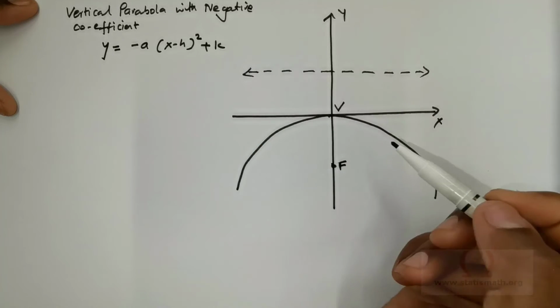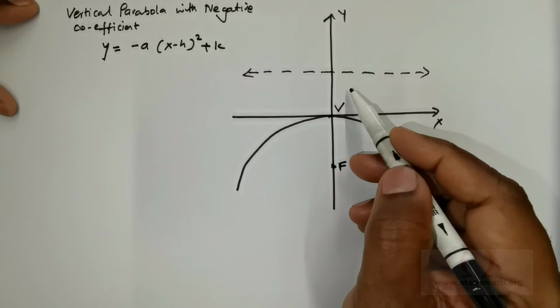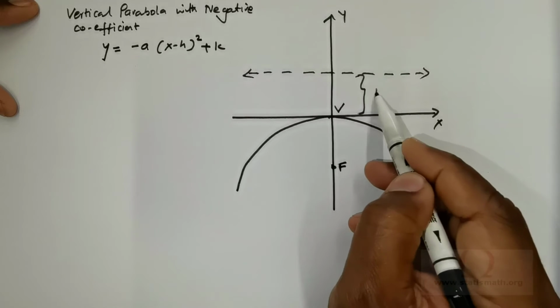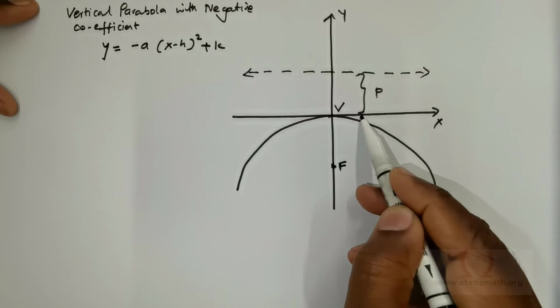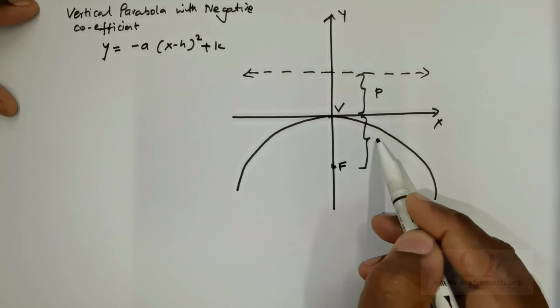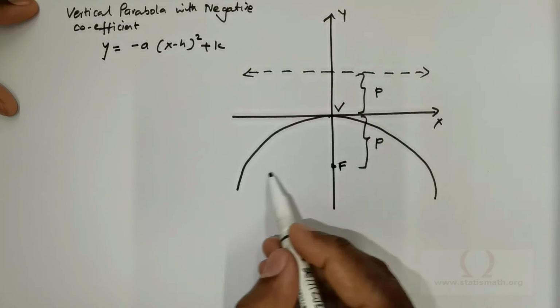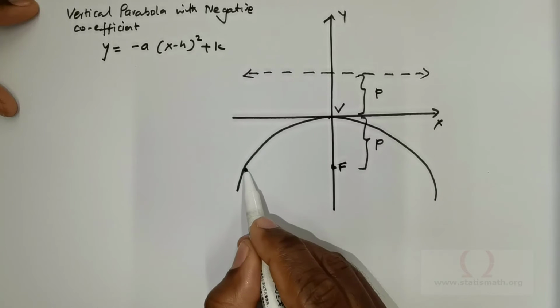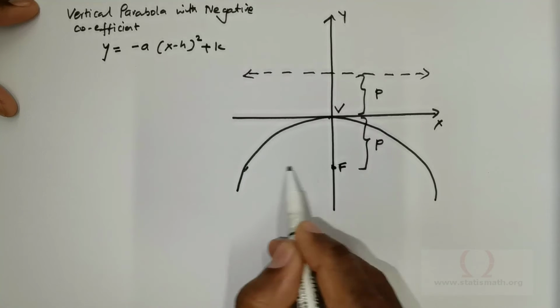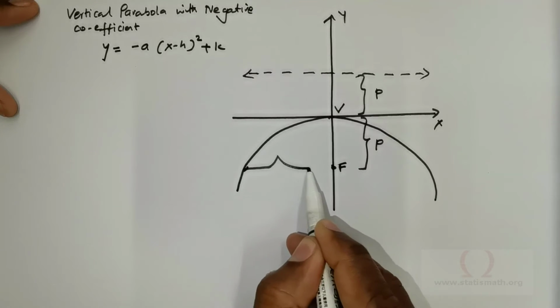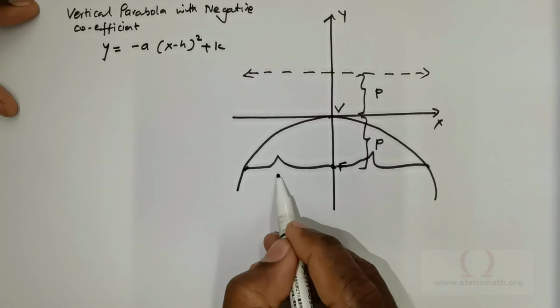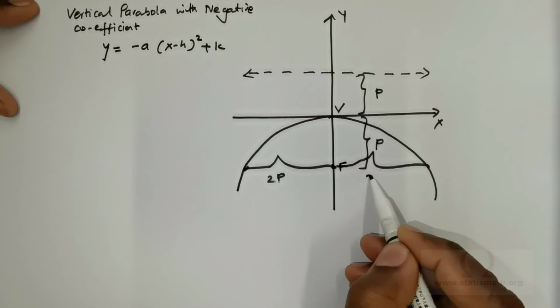As I mentioned to you, the directrix is a fixed line. So the distance between the directrix and the vertex is p units. The distance between the vertex and the focus will also be p units. And the latus rectum, or the focal width, will be from this point to the focus. Okay, this is half of it. So the total would be, this is going to be 2p and this is going to be 2p.